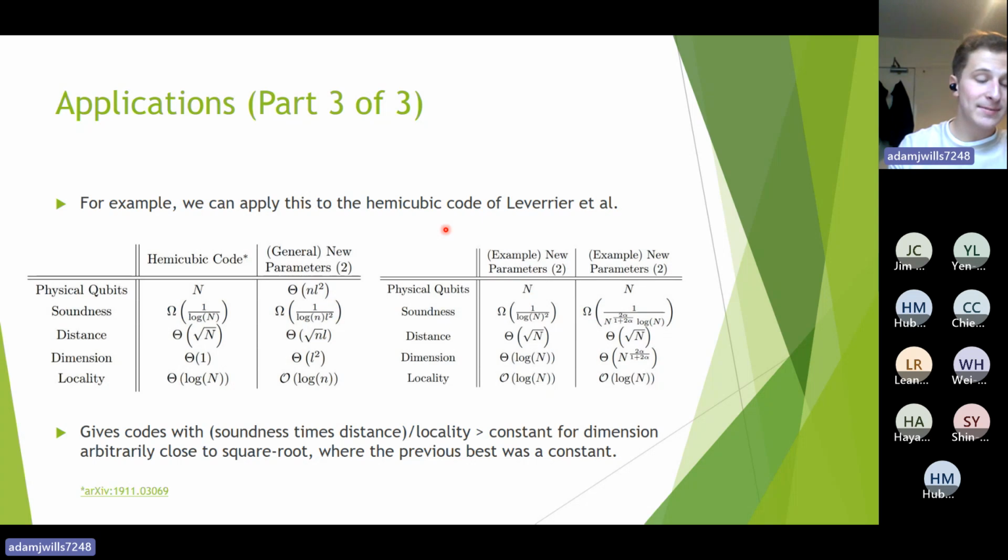And the last thing to mention is that this gives codes with this condition, soundness times distance over locality greater than a constant. It gives those with a dimension all the way up to, but not including square root, where the previous best was a constant. So in that specific parameter regime, we now get much higher dimension codes. As I say, future quantum locally testable codes can also have their dimensions raised using this idea.